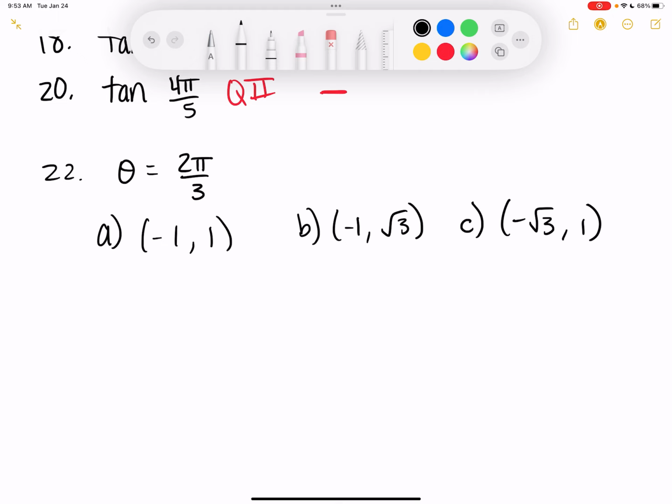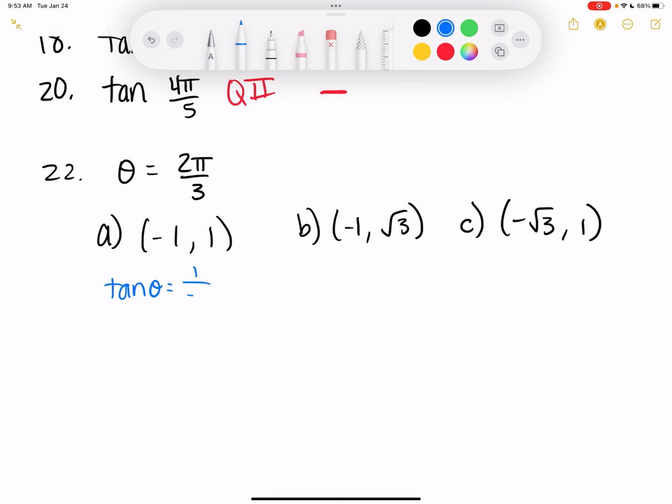All right, these ones say to choose the point on the terminal side of theta. So basically, you're given theta, and we want to figure out which point lines up with that. I test all of them usually. So for this one, we have the tangent of theta is equal to, just remember, tangent is y over x.